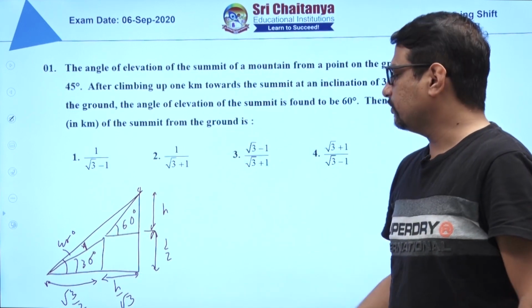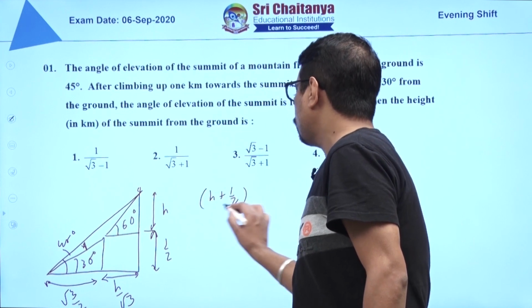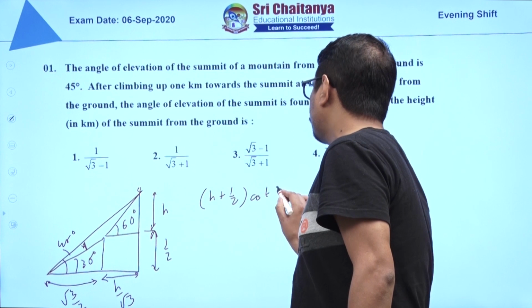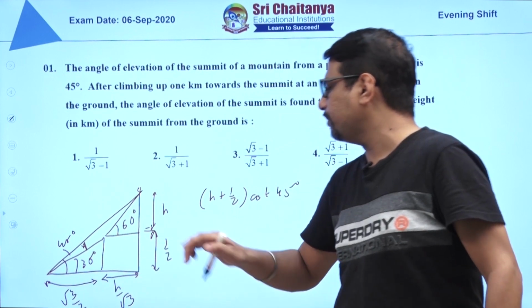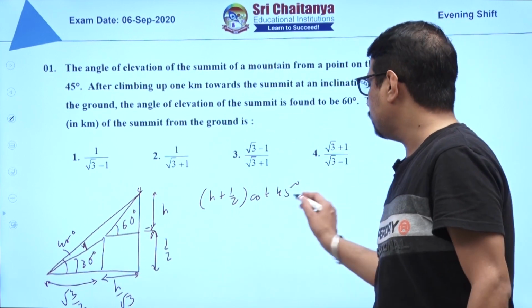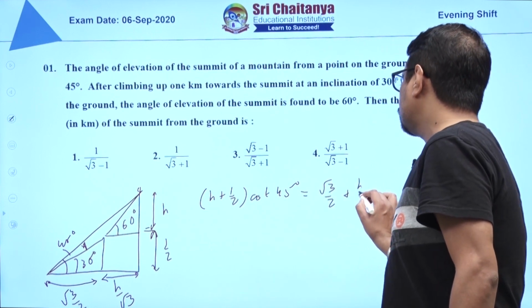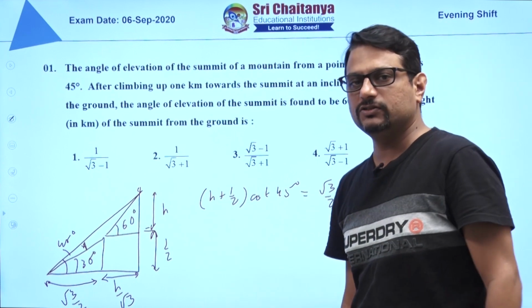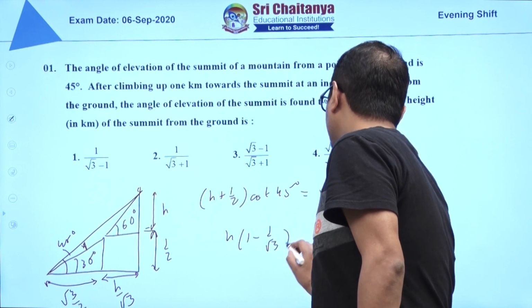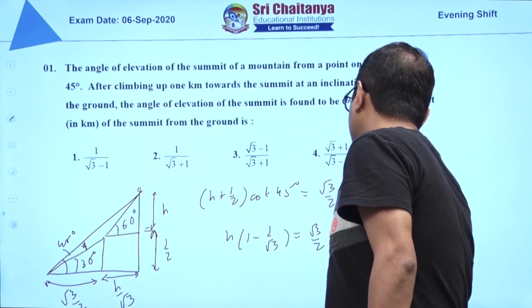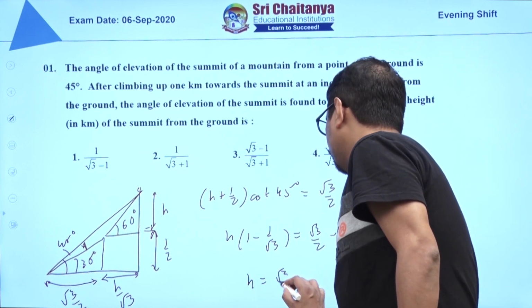H by root 3. So if this is h by root 3, now we can say h plus half into cot 45 degree. H plus half is this total length, and this is 45 degree. So this total length will be h plus half into cot 45 degree. This will be equal to sum of these two, which is root 3 by 2 plus h by root 3. So there is a linear equation in h which we can solve. This will be h times 1 minus 1 by root 3 is equal to root 3 by 2 minus 1. This on simplification will give you h is equal to root 3 by 2.